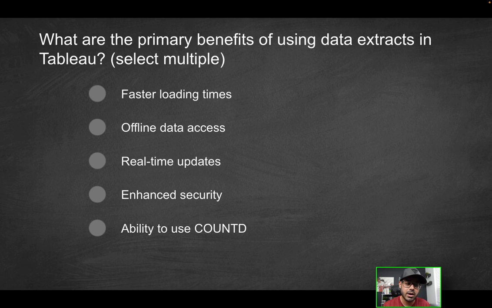Third option, real-time updates. No, for that you would use a live connection. So the whole purpose of the extract is to be more performance friendly, and as a byproduct of that, you don't have fresh data or real-time updates. So the third option is actually not correct. Fourth option, enhanced security. Well, data extracts don't really have anything to do with security. They're not designed to improve or make security deficient by any means. So that's not going to be one of the correct solutions. Last option, ability to use count D. Again, that is the function for count distinct. So again, it's going to be the first, second, and last option for this question.